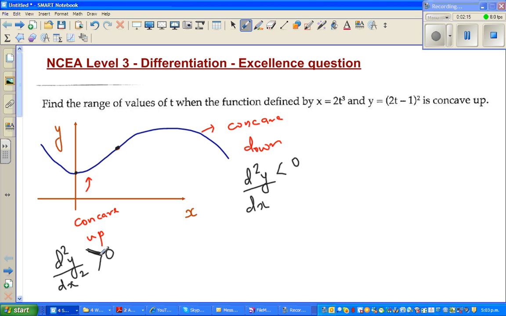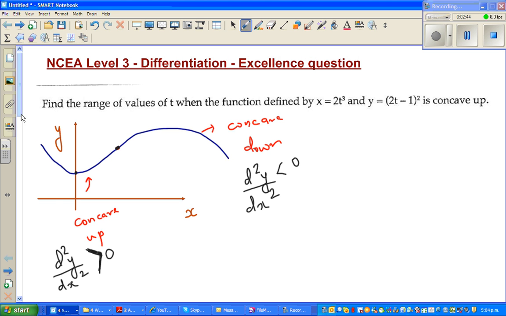So the second derivative of the concave up region is always positive. That means if you find the second derivative at any point on this part of the curve, it'll be positive. And if you find the second derivative at any point on this part of the curve, it'll be less than 0. So basically they're asking us to find the second derivative. So let us start now.